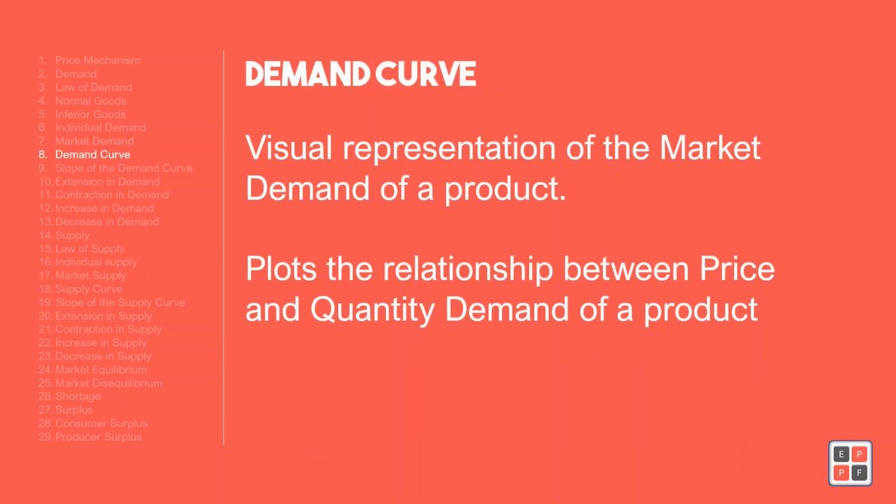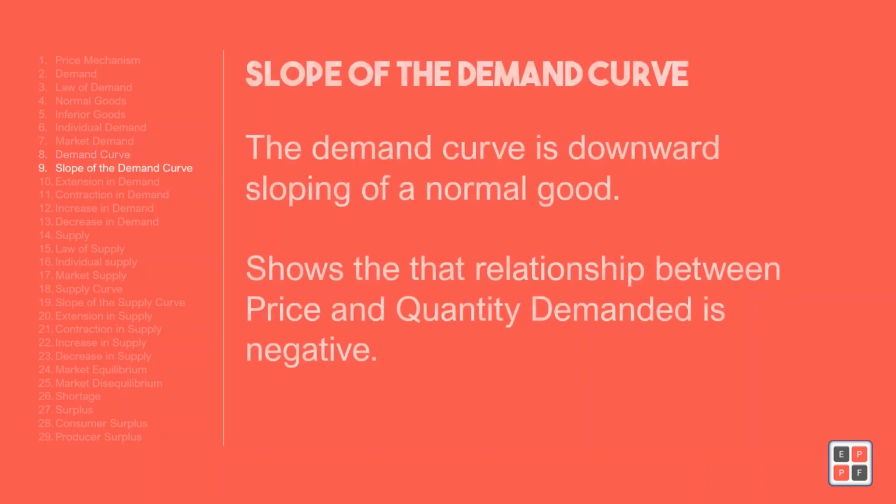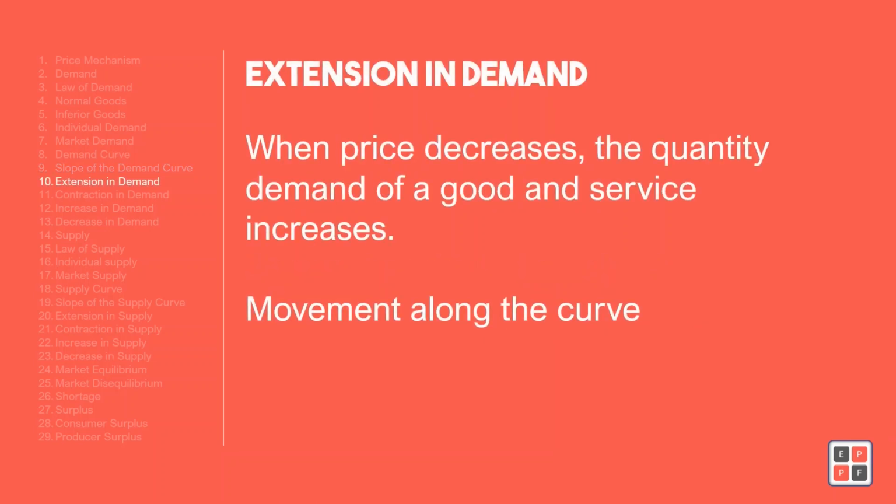Demand curve is the visual representation of the market demand of a product. It plots the relationship between price and quantity demanded of a product. The demand curve is downward sloping for a normal good. It shows that the relationship between price and the quantity demanded is inverse or negative. When price decreases, the quantity demanded of a good and service increases. There is going to be movement along the curve.